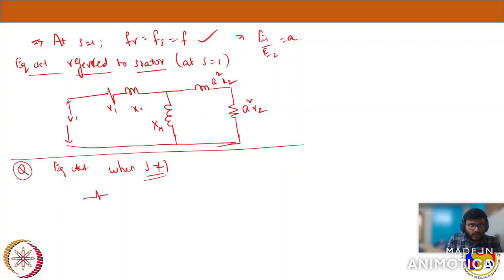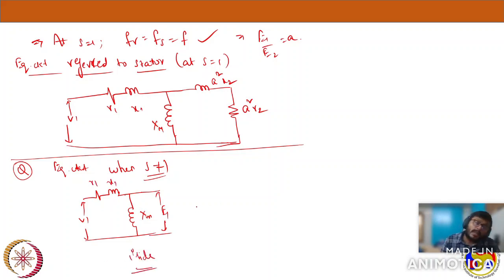I'm just writing R1 and X1, and I've given a supply V1 here, and we have XM. So this is the E1 that is generated here, and this is R1 and this is X1. So this is the primary side, so that is clear. Now coming to the secondary side, we already discussed the rotor induced EMF when the slip is S, it is S into E2, that we already saw in the first slide.